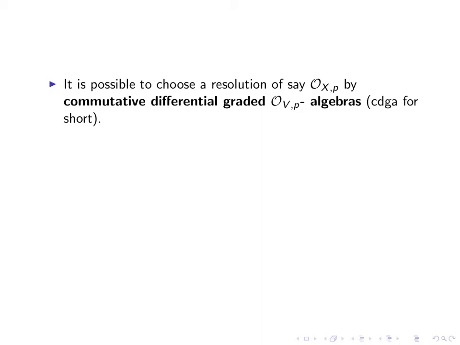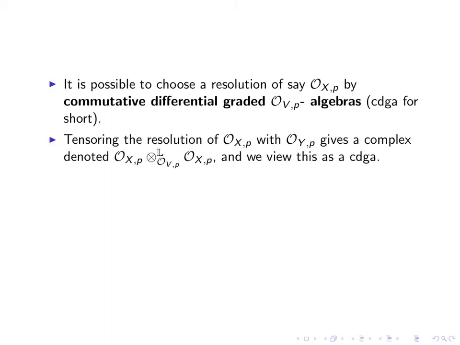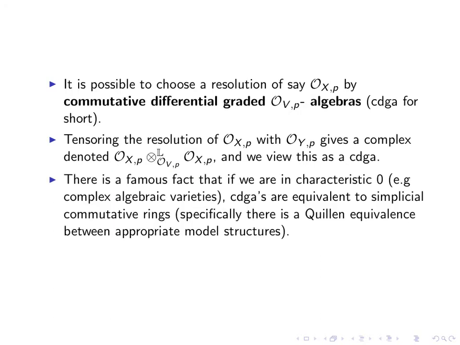And it turns out it's possible to choose a resolution of O_X by a commutative differential graded O_Y-algebra, a CDGA for short, and tensoring the resolution with your other ring gives a complex that's denoted like so, sometimes called the derived tensor product, and we view this as a commutative differential graded algebra.